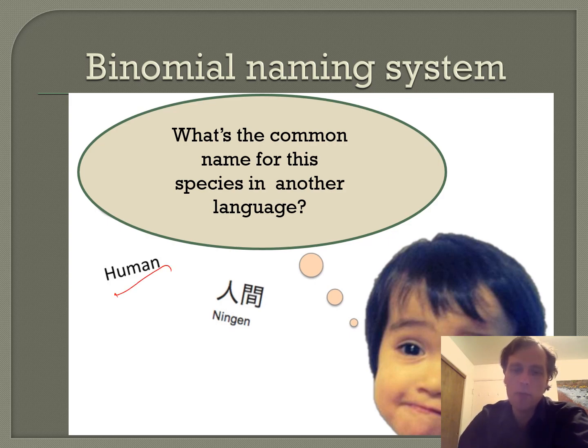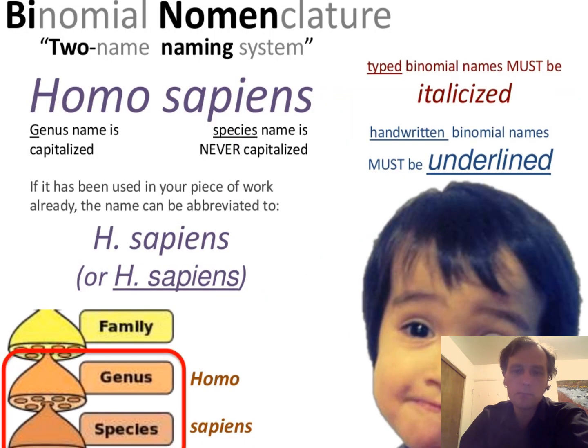For example, human, what is that in another language? The only other language I can say it in, I think I might mess it up, I believe in Spanish it's humano, Ningen in Japanese, and I am terrible with languages. So the point being is it gets very confusing because science is an international endeavor, and if we have a different name for every living thing in every different language, it becomes very difficult to communicate with each other about what we are studying. So the binomial naming system is very specific. Binomial nomenclature. That means the two-name naming system.